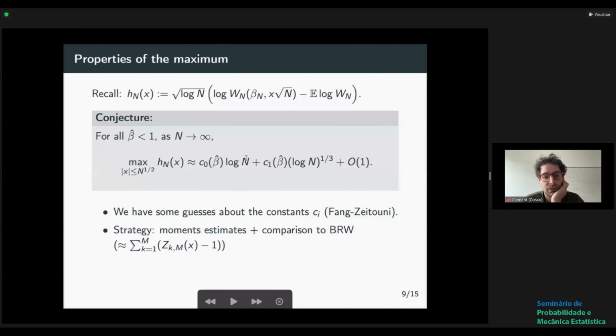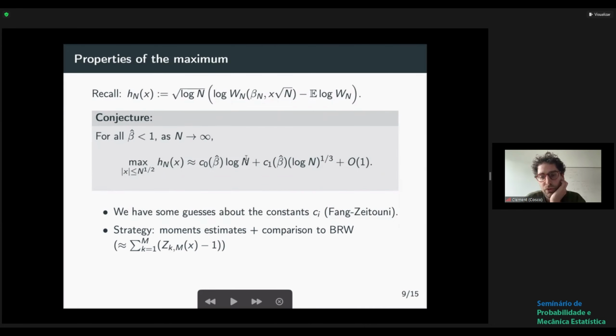So yeah, this is what I told you. The strategy is comparison to branching random walk. Well, I wrote it down here. And the important point is that, yes. Could you comment a little bit on what kind of techniques you're using to know which constant this is, for the first order or for the second order?